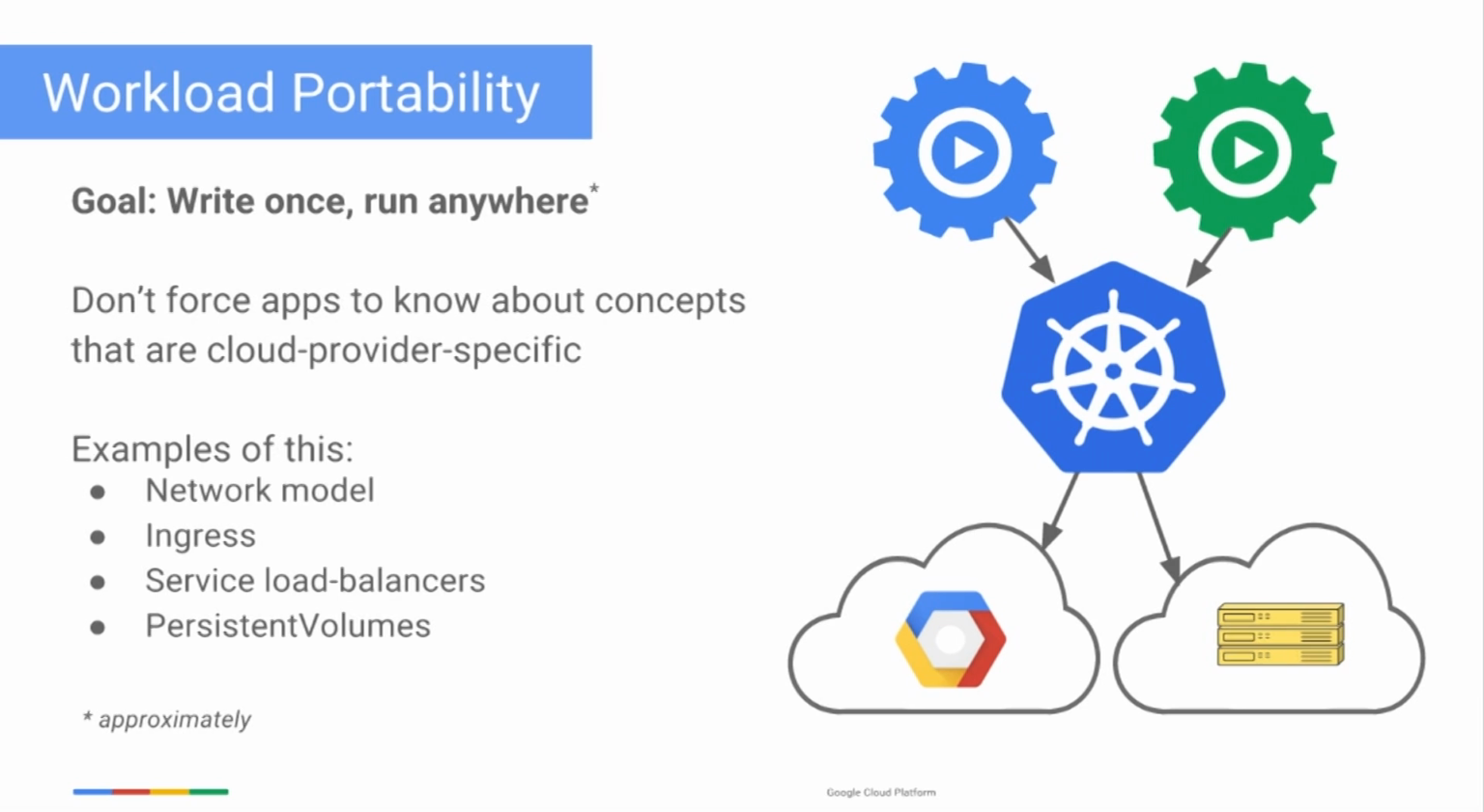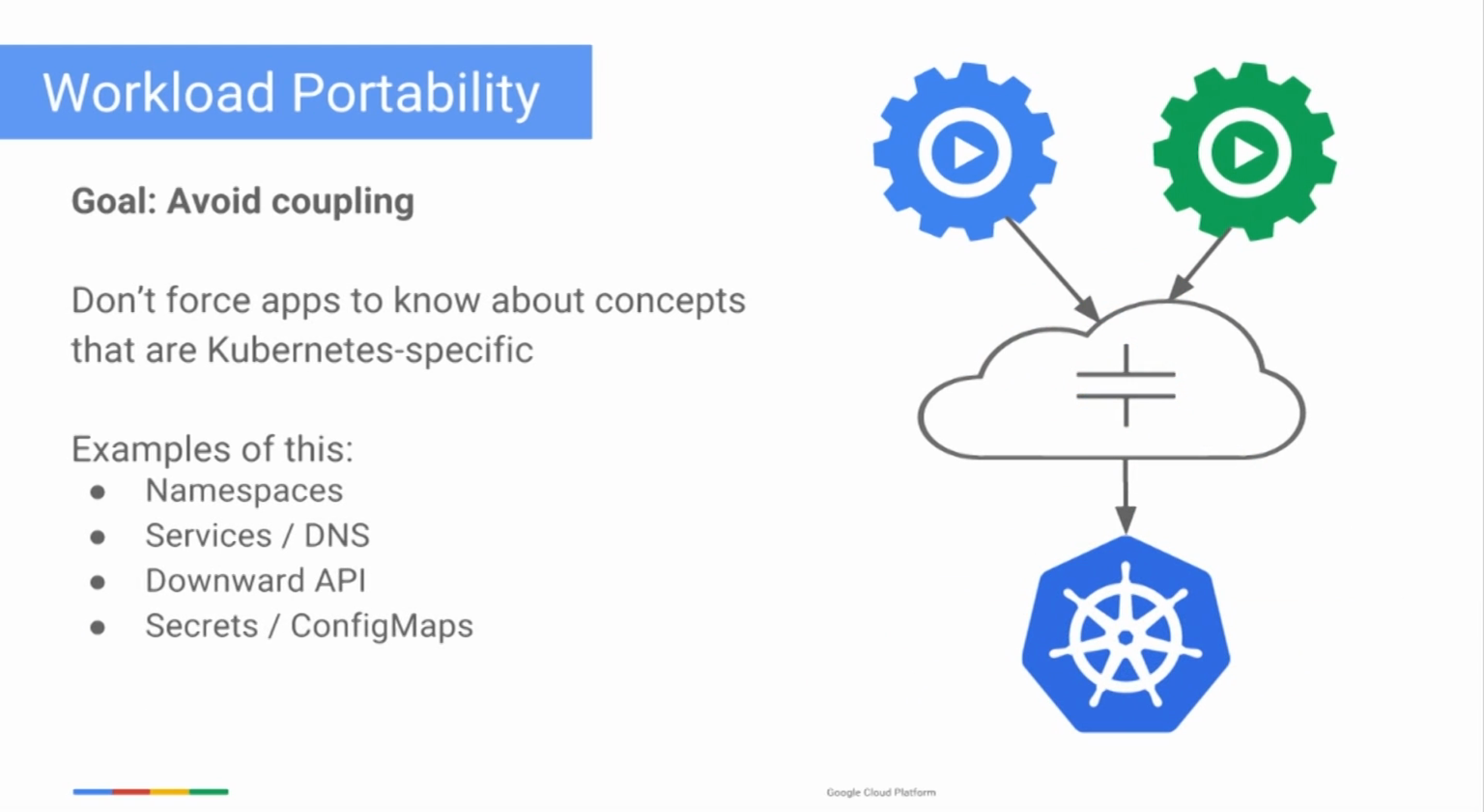But the key takeaway here is that we spend a lot of time designing Kubernetes such that you don't have to write your applications to know about the cloud provider. We try really hard to inject ourselves in between so that you can write your applications and be divorced from those details. Some examples of this you can see in the way we've designed our network model, the way we've designed our load balancers, the way we've designed our storage subsystem.